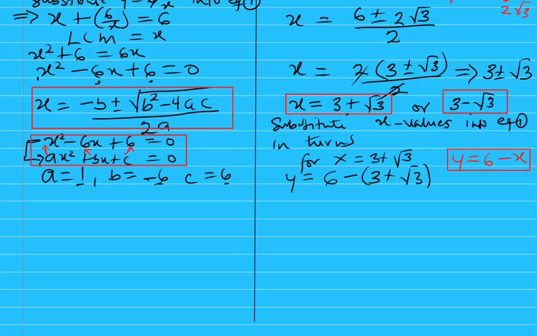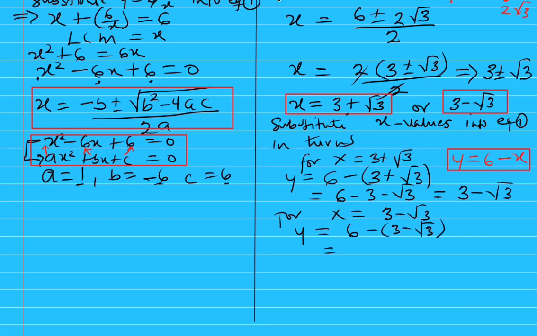So when you do substitution, this is what's going to happen. We have y equal to 6 minus this. And then when you simplify, we're going to have 6 minus 3 minus root 3, which will give us 3 minus root 3. And then we take the second part. For x equal to 3 minus root 3, y is going to be 6 minus 3 minus root 3. And then we're going to have 6 minus 3 plus root 3. Then eventually we're going to have 3 plus root 3. So this is going to be the points for both x and y values.